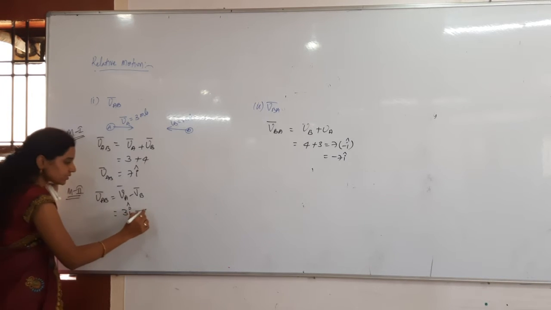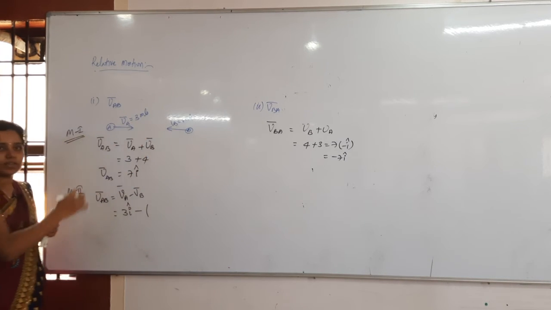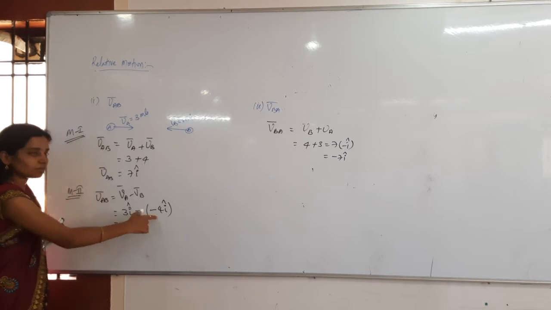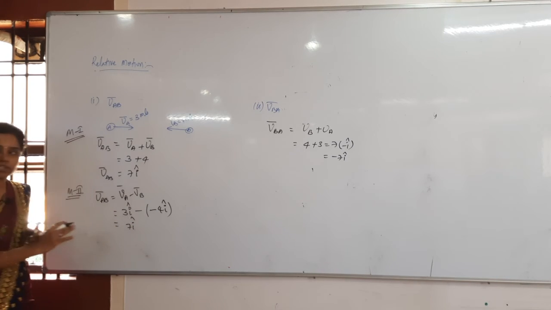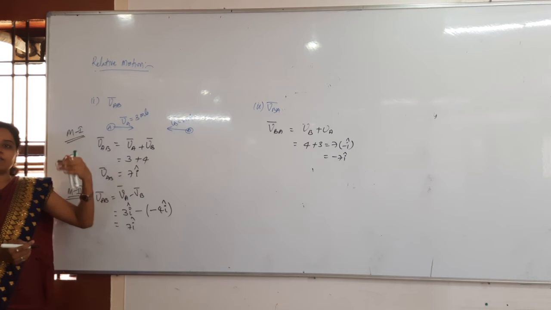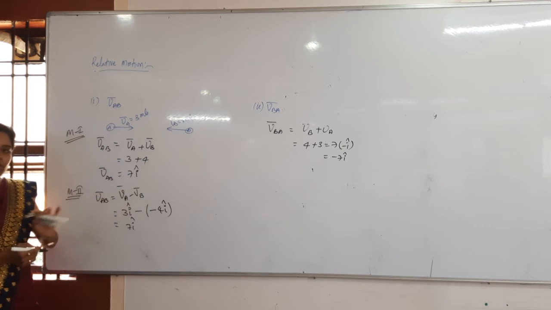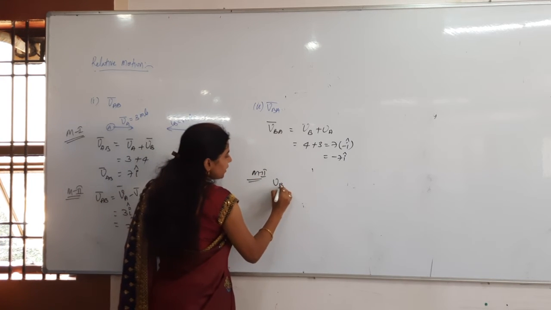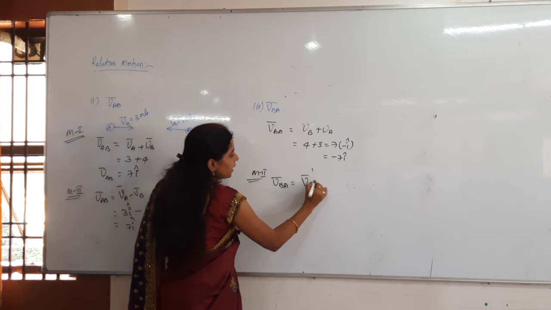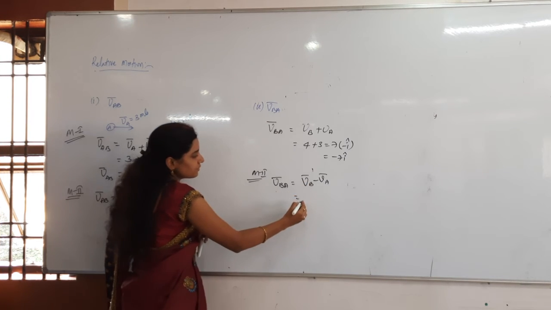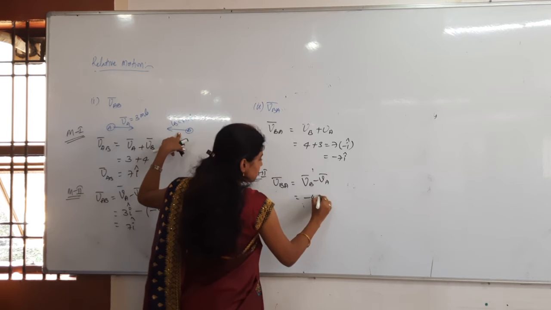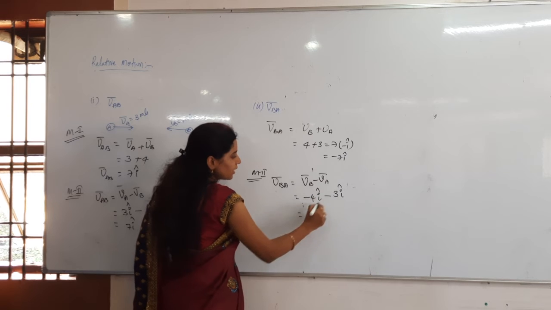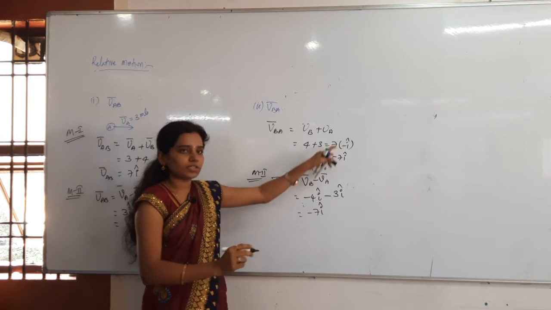So I can write 3 I cap minus, B is moving in the negative x-axis, so minus 4 I cap. Totally it is 7 I cap. We got the answer. Whether approaching or same direction, I have applied the general formula, that's it. Again here in method 2, VBA: the formula is VB minus VA. VB is minus 4 I cap, minus VA which is 3 I cap, so minus 4 minus 3, minus 7 I cap. We got the same answer, right?